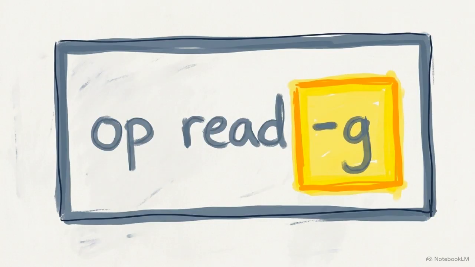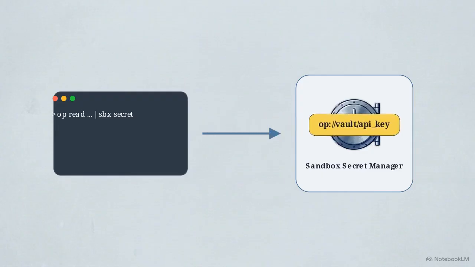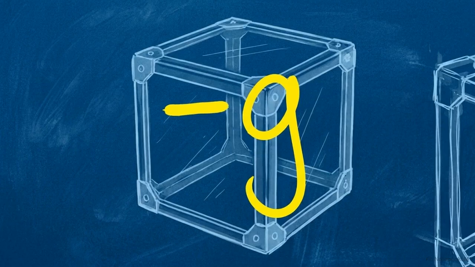Now look at this terminal input. By combining the Docker Sandbox secret set command with op read, we pipe that 1Password URI directly into the sandbox's secret manager. Notice the -g flag. That tells Docker to register this credential globally across your system, making it available for any new sandbox you create.